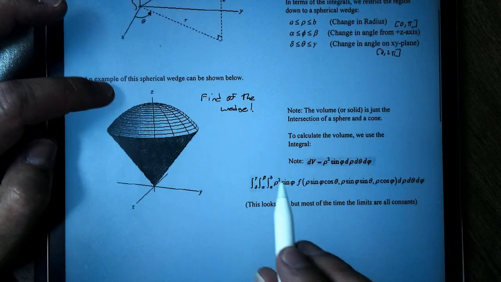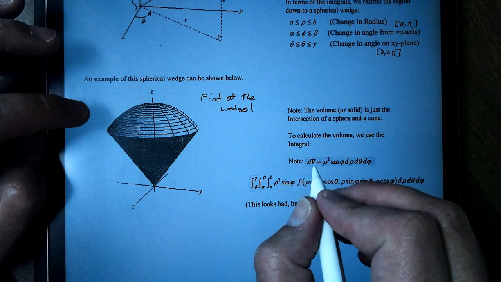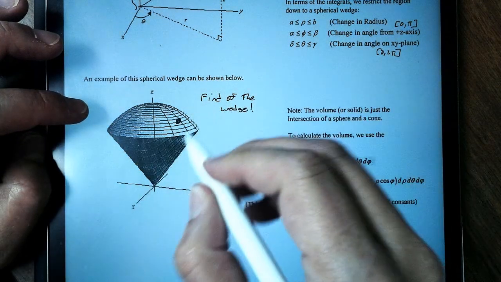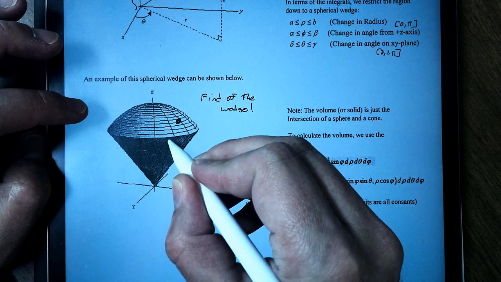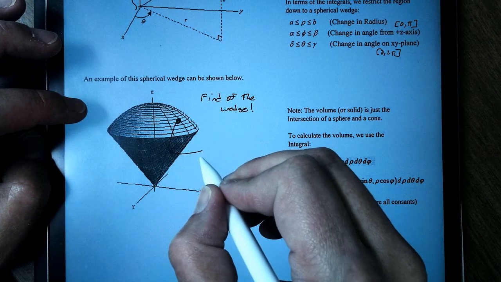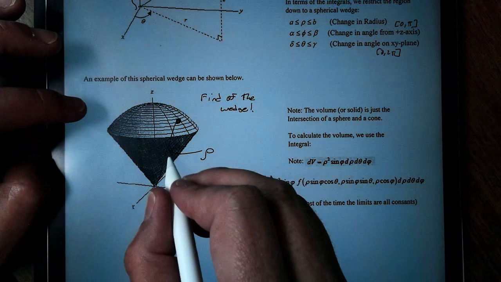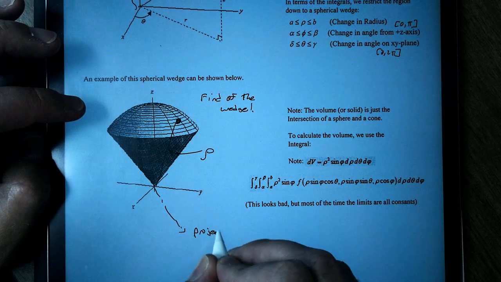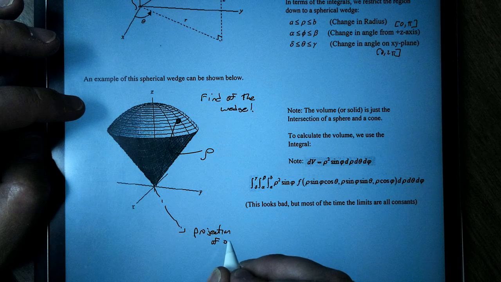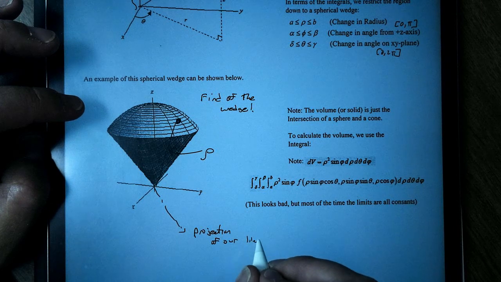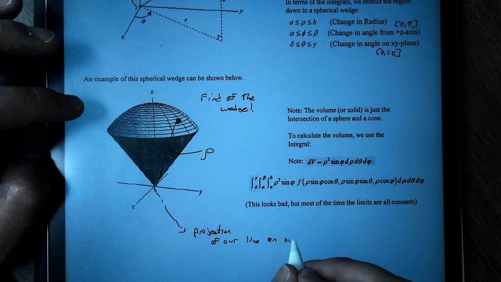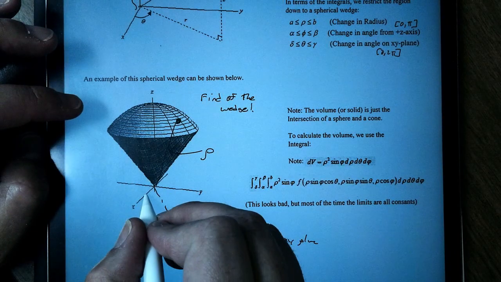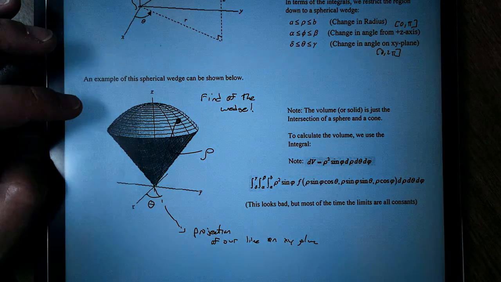To calculate the volume, here's what we're going to do. We're going to take our rho. If I pick a point on top of here and extend the line from the pole out here, this length right here would be rho, that's our radius. If I project this line onto the xy plane, we get something like this. This is the projection of our line on the xy plane, right there. And we're going to rotate this line, our rho, our radius, around the xy plane. And that's what's going to give us a change in theta.